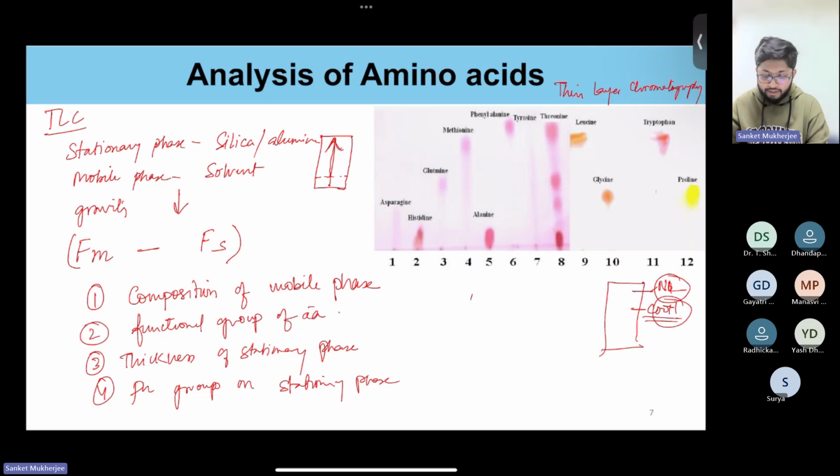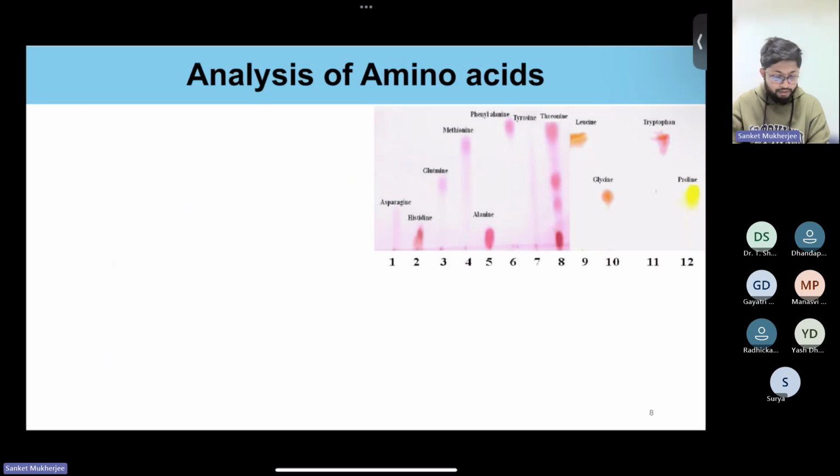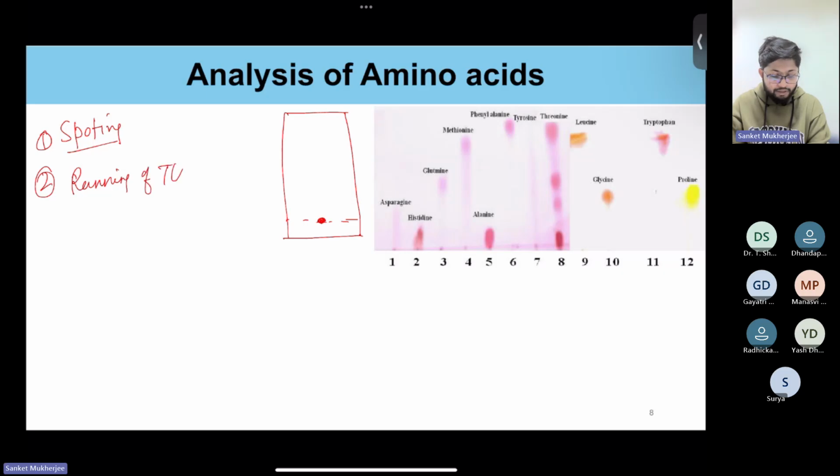Spotting is essentially, on the chromatographic paper, you would basically make a spot of your protein. And then you run the TLC. These are the steps basically. In thin layer chromatography, the solvent will move towards, let's say, till here, and till that time you run this, and then you will analyze it.